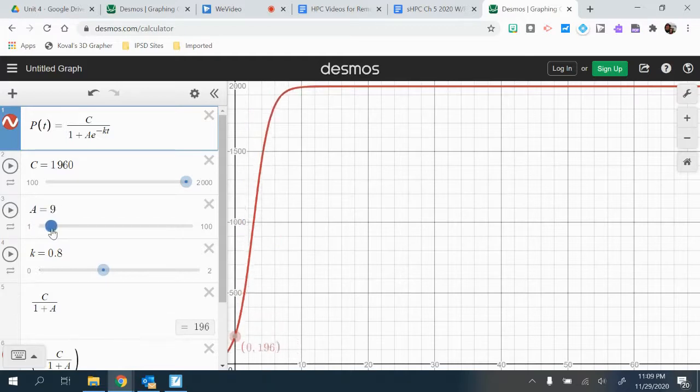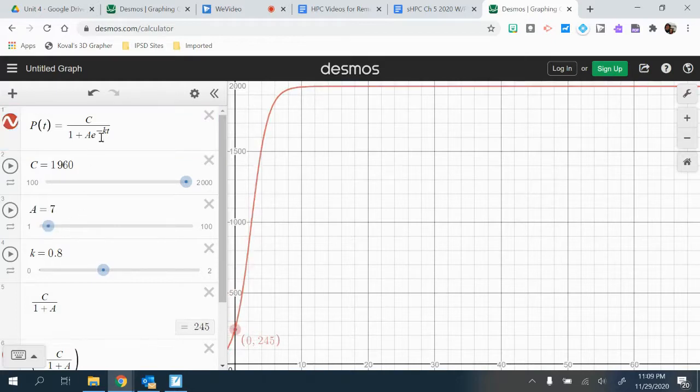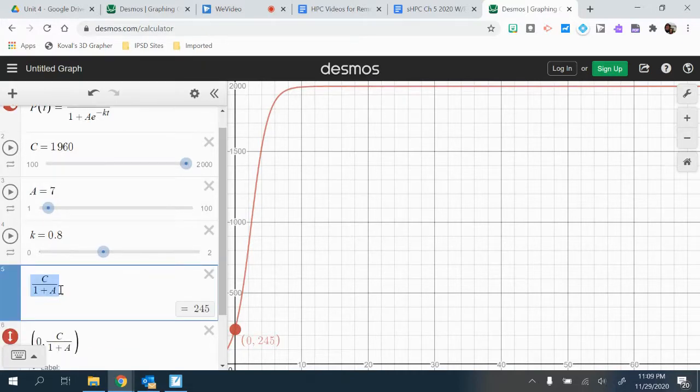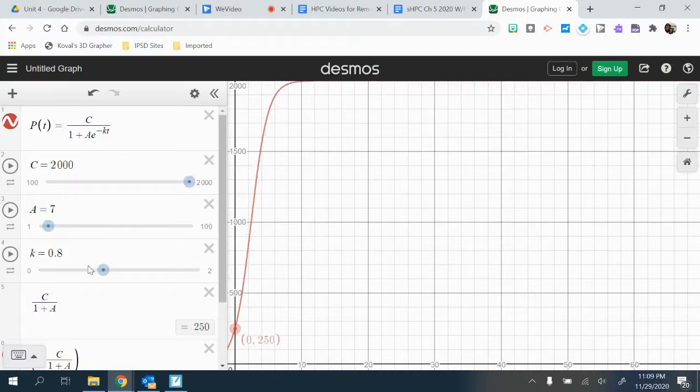Now, this A value changing will dictate what my population starts at. So notice with A equals 7 here, I have C over 1 plus A. That's my initial time value. That ends up being what my population starts at. So that ends up being 1960 over 8. And so depending on what my values are, this can be how my function starts.